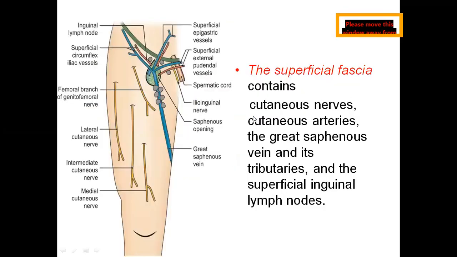Then see here, the superficial fascia, whatever we are going to encounter in dissection, all these things are actually listed here. So we are going to see cutaneous nerves. We are also going to see cutaneous arteries. We are able to see the longest vein of our body, that is the great saphenous vein, and these are its tributaries. Apart from that, you are finding gray colored round nodes, shown here in a different color for our convenience. Those are the superficial inguinal group of lymph nodes.